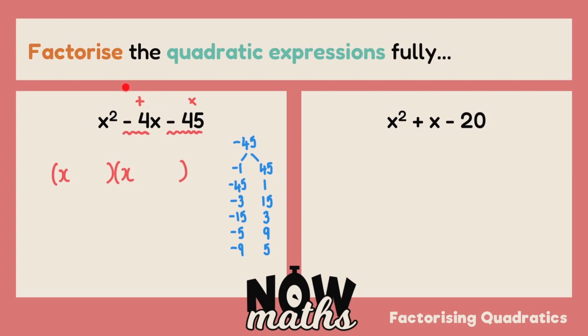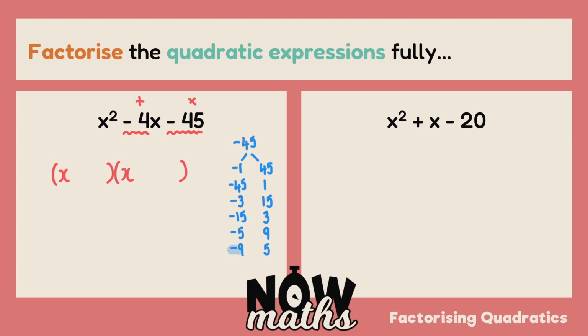Now we've listed all of the pairs, we need to find out which pair adds to give negative 4. Well, negative 1 add 45 is going to make 44. Negative 45 add 1 makes negative 44. Negative 3 add 15 gives 12, and negative 15 add 3 gives negative 12. Negative 5 add 9 gives positive 4, and negative 9 add 5 gives negative 4.